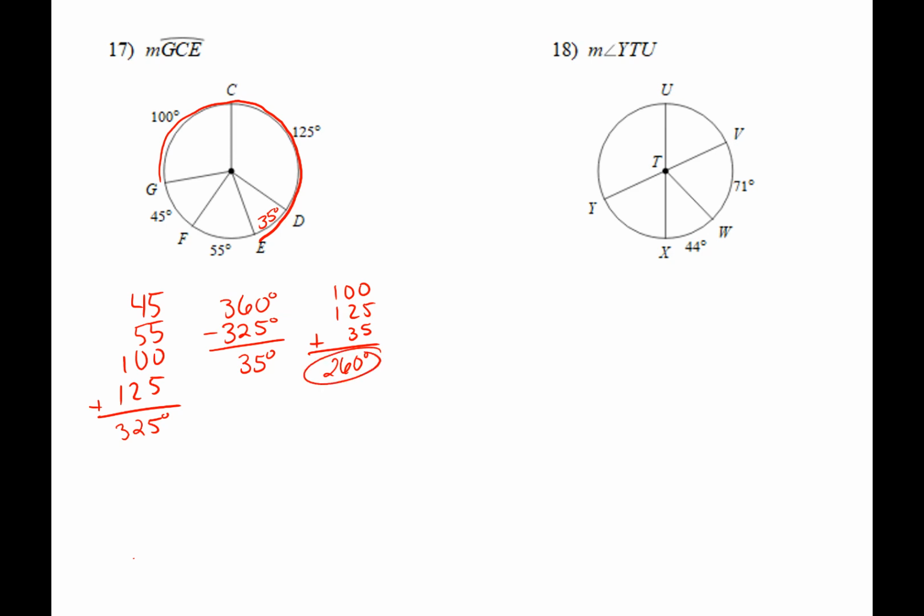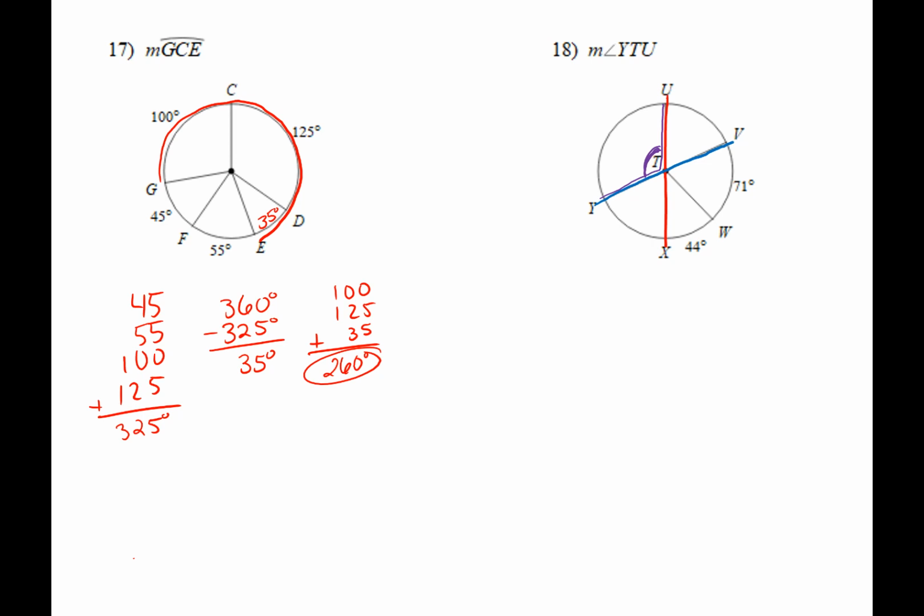Next one, number 18. This one, we actually have a diameter, so let's make sure we're clear on that. We have one right there. We also have a second one. And this one, we also have a diameter here. So two different ways to cut our circle using the red or using the blue. We're asked to find the measure of angle YTU. So YTU is this angle right here. With what we're given, a couple of ways we can go about that.